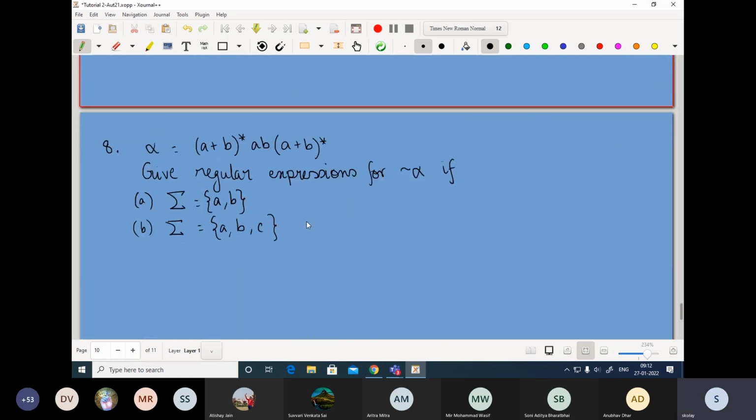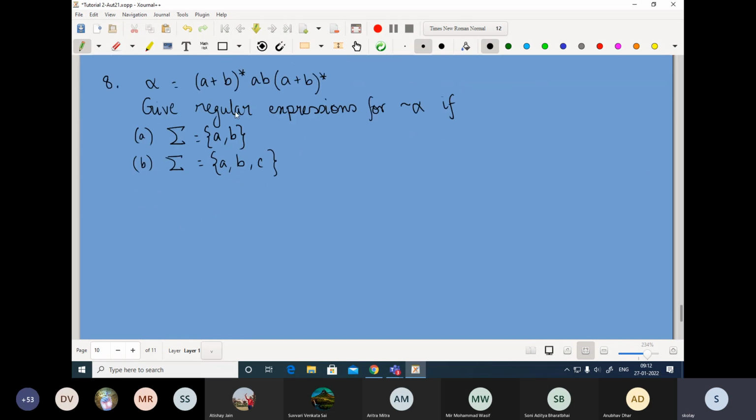Okay, good. So last question. I'm giving you a regular expression alpha, which is (a plus b) star, ab, (a plus b) star. Now you have to give me a regular expression for not of alpha if first sigma is {a,b} and second sigma is {a,b,c}. Let's consider sigma is {a,b}. What are the strings contained in not of alpha? By definition, L of not of alpha is not of L of alpha. What are the strings contained in this?